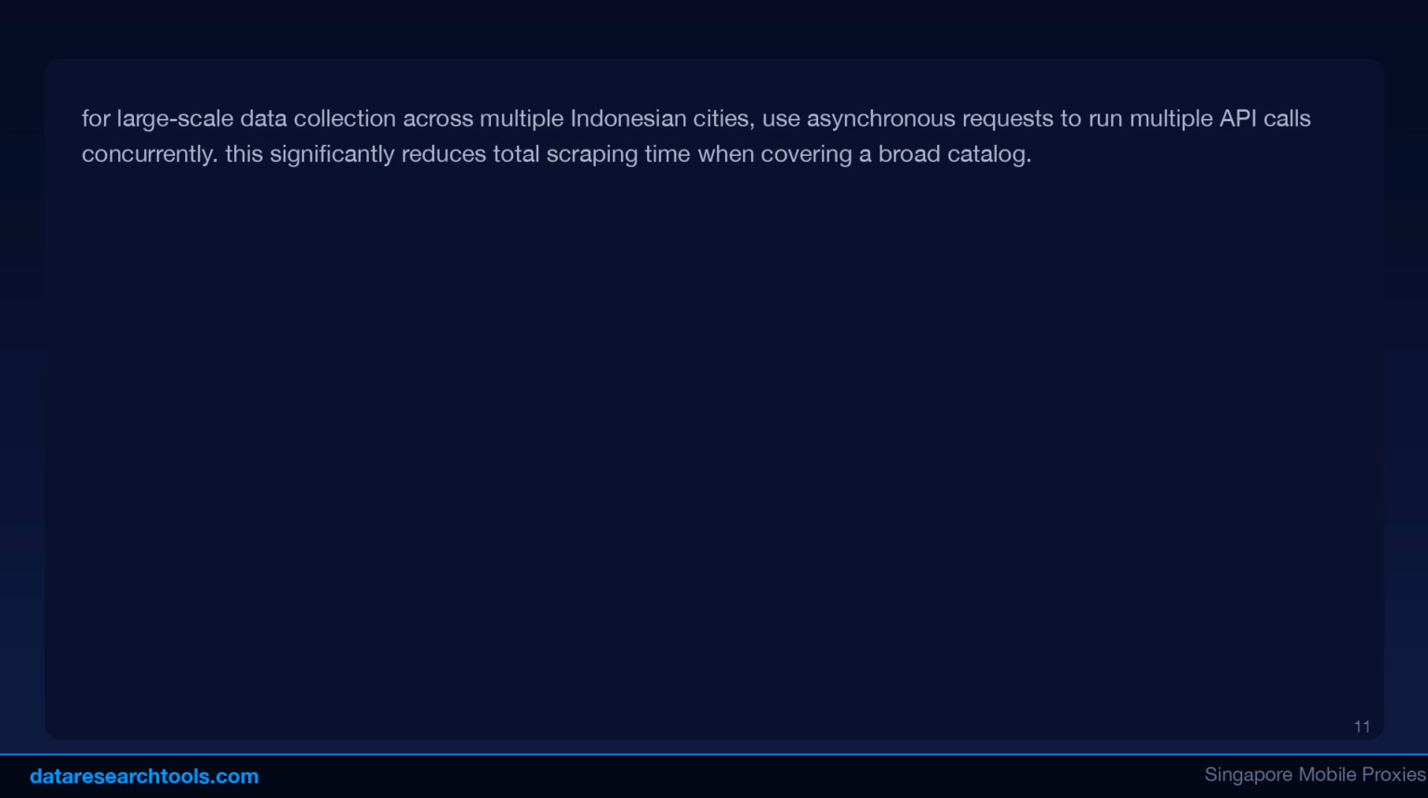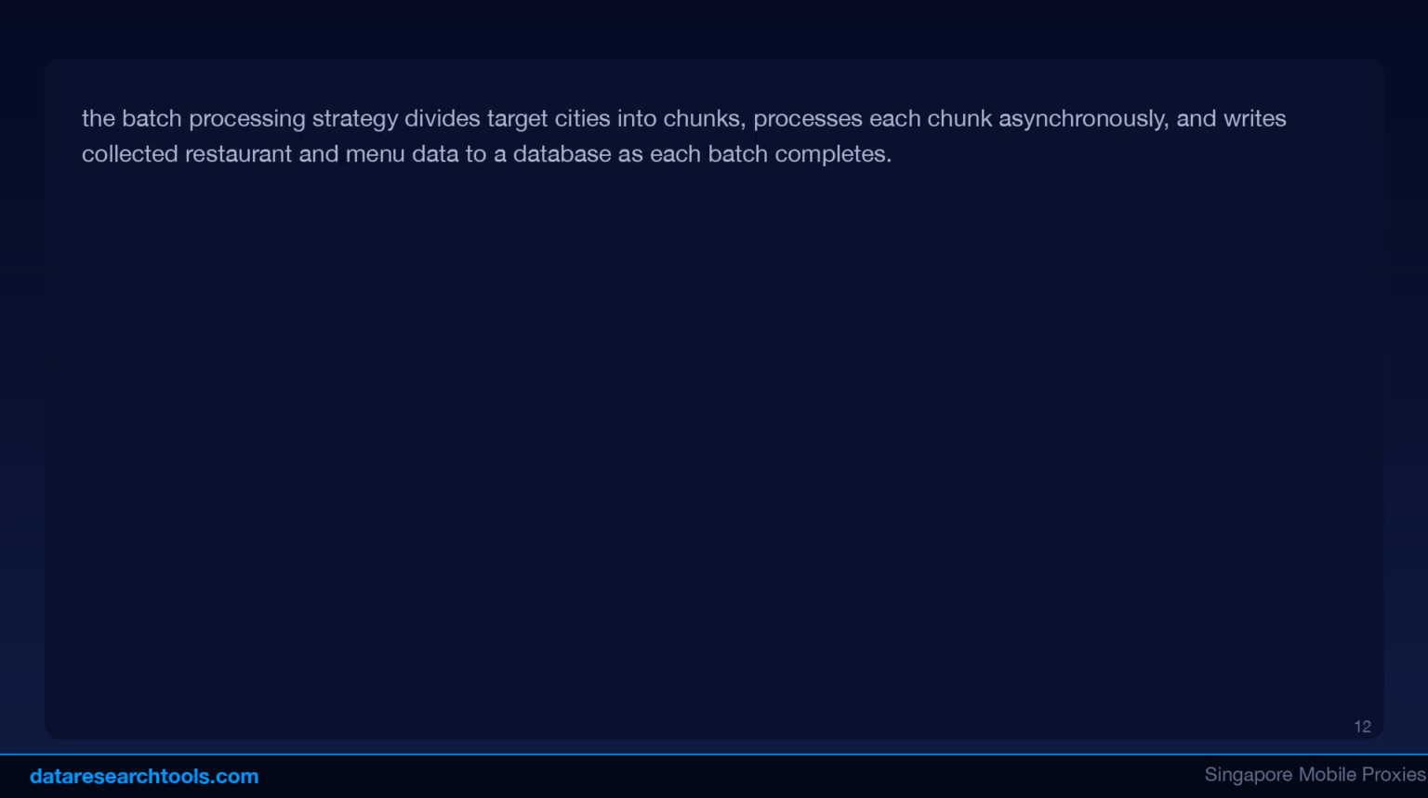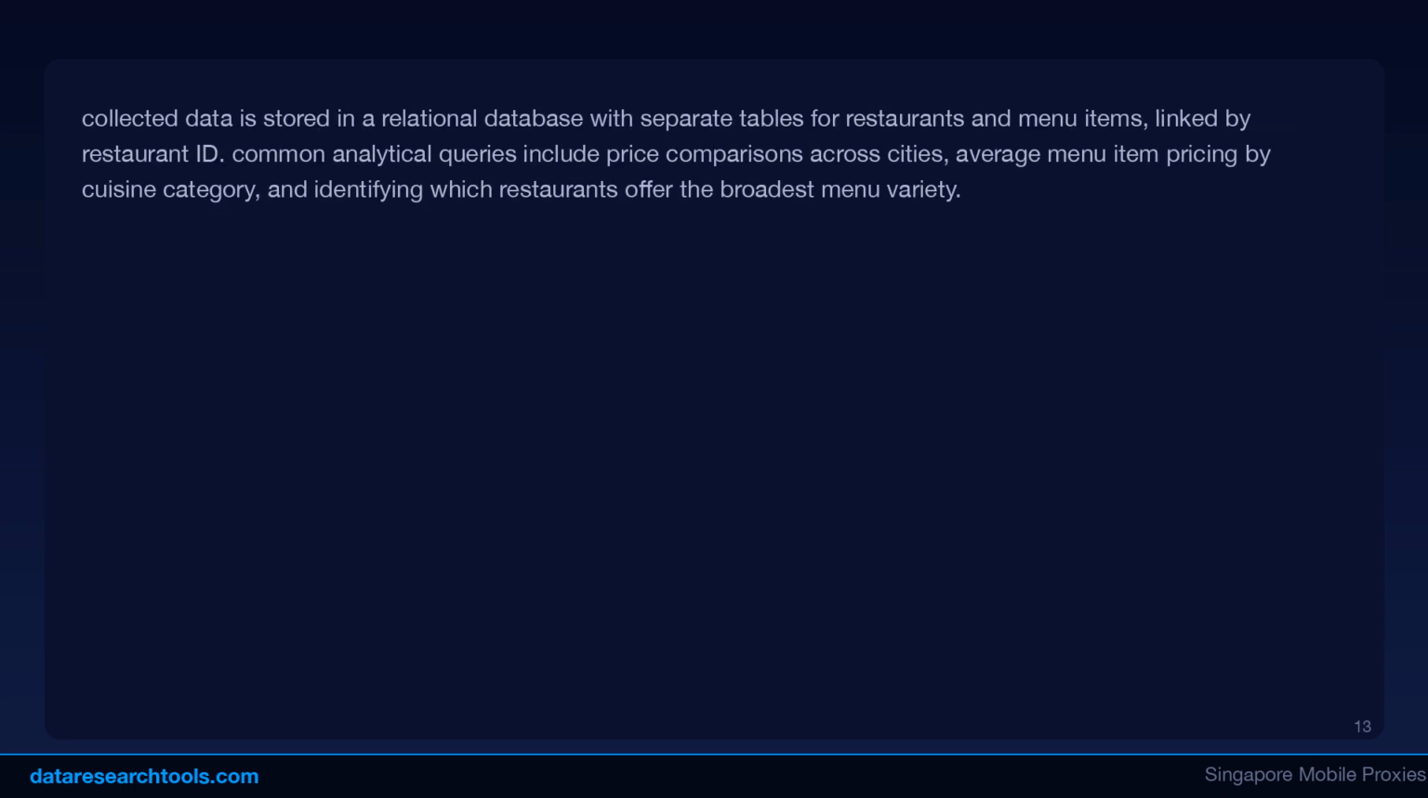For large-scale data collection across multiple Indonesian cities, use asynchronous requests to run multiple API calls concurrently. This significantly reduces total scraping time when covering a broad catalog. The batch processing strategy divides target cities into chunks, processes each chunk asynchronously, and writes collected restaurant and menu data to a database. As each batch completes, collected data is stored in a relational database with separate tables for restaurants and menu items, linked by restaurant ID.